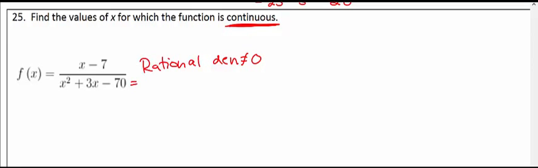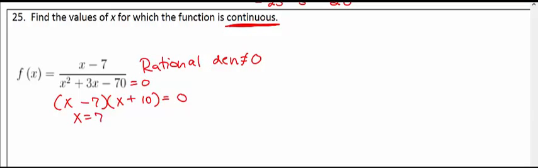So we're going to take our denominator, set it equal to 0, and then solve for x. We're going to do that by factoring x squared plus 3x minus 70. So we have x and x, and we have a couple of different ways we can get to 70: 35 and 2, 7 and 10. I think 7 and 10 will be what we need. The signs need to be opposite of each other, so plus 10 minus 7, I get x equals 7, and x equals negative 10.